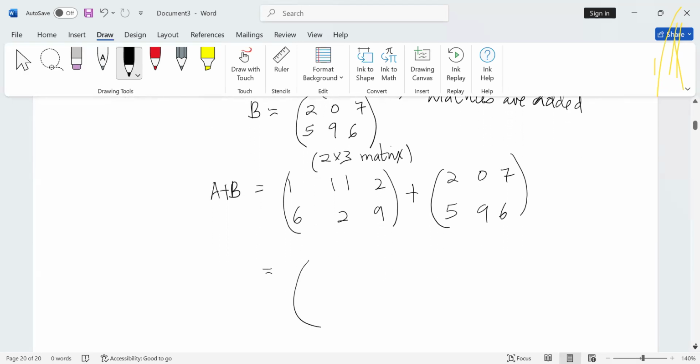We add corresponding elements: 1 plus 2, 11 plus 0, 2 plus 3, 6 plus 9. That is 3, 9, 9.